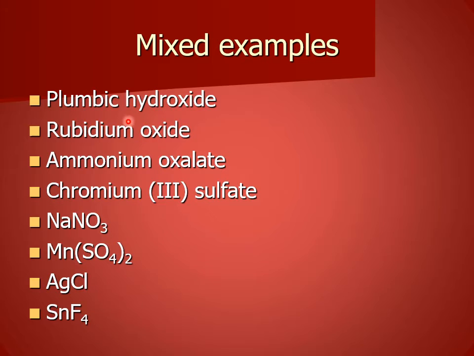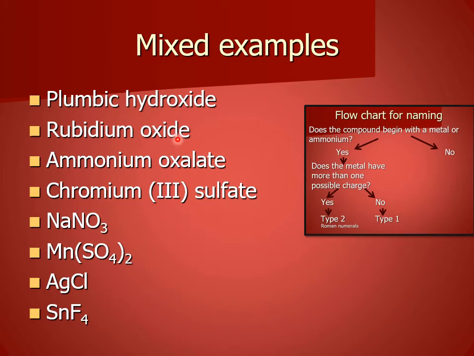So if you're given a name, you would want to write the formula for it. That is typically what the instructions are, especially in this chapter when we're focusing on that. So I would look and I would have to decide, is this a type 1 or 2 in order to come up with the formula? I would look at the next one, make that decision. Now remember, I can follow this flow chart. So does the compound begin with a metal or ammonium?